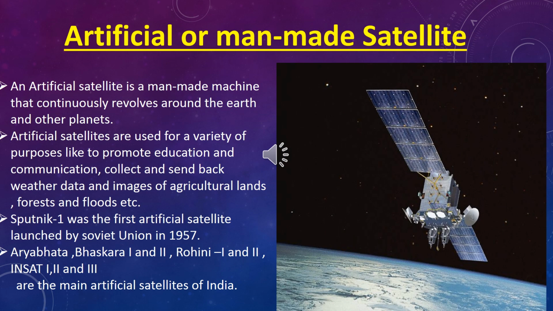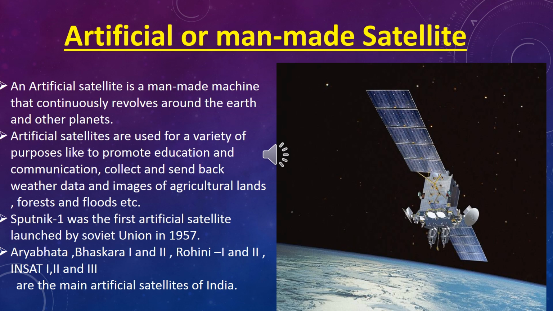Now comes satellites, artificial or man-made satellites. We are using the word man-made because the moon is a natural satellite of the earth. But satellites can be man-made also, which are artificial. An artificial satellite is a man-made machine that continuously revolves around the earth and other planets. Artificial satellites are used for a variety of purposes like to promote education and communication, collect and send back weather data and images of agricultural lands, forests and floods, etc.